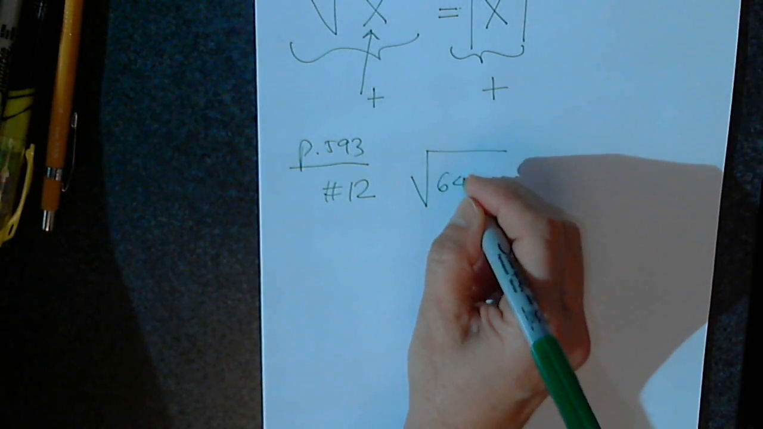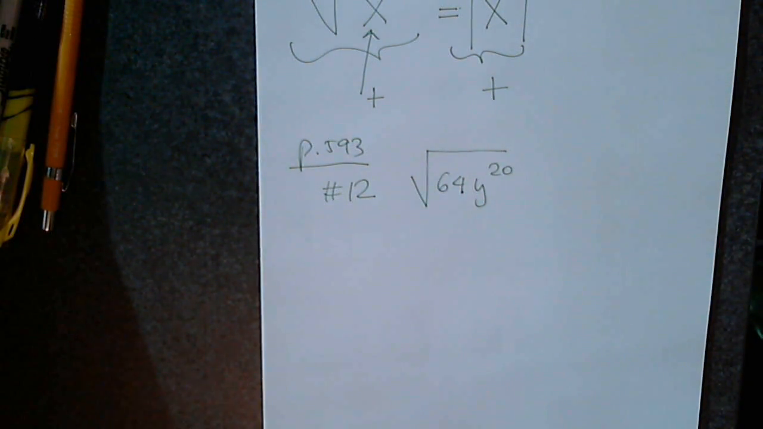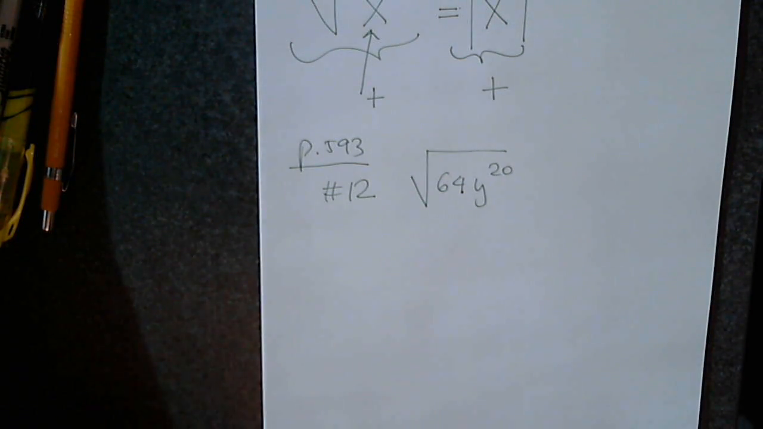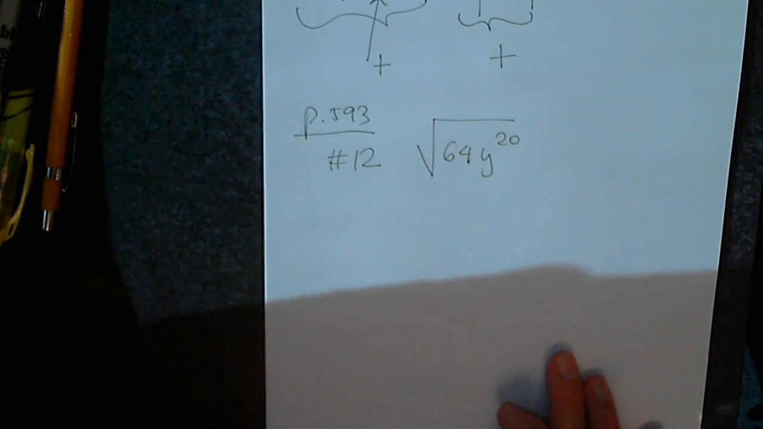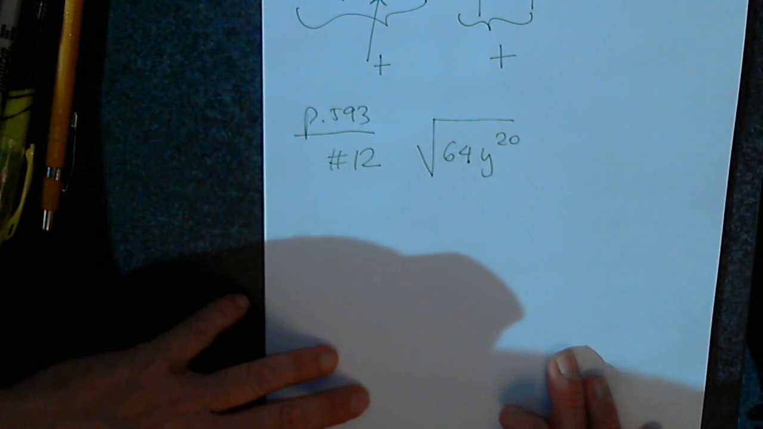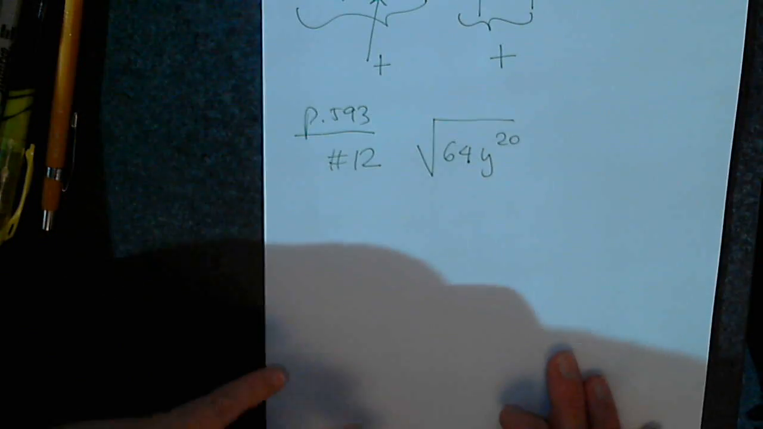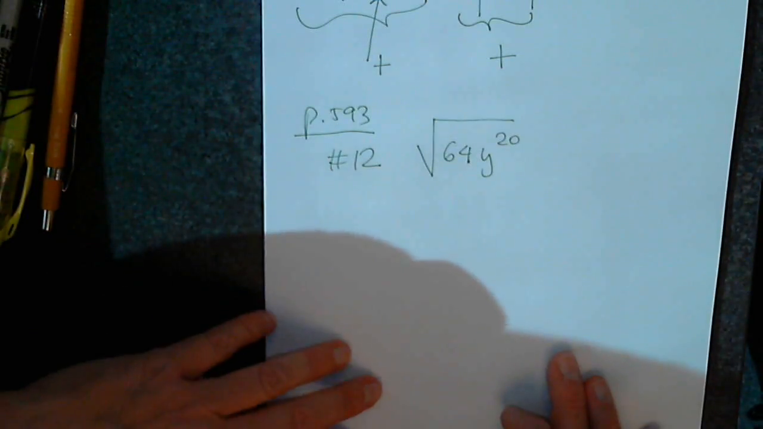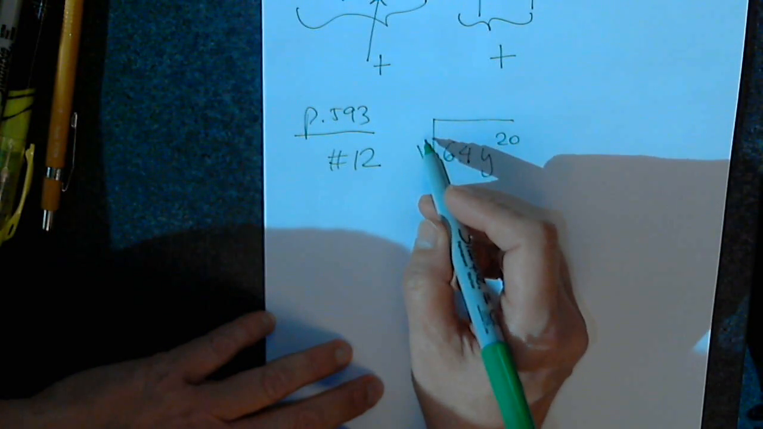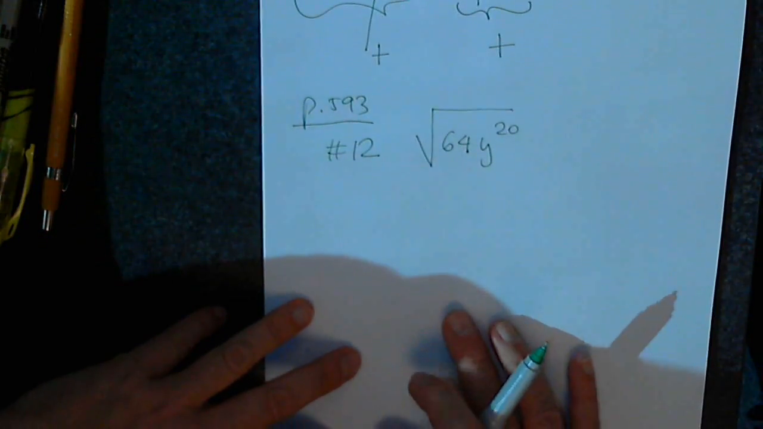The square root of 64y to the 20th. The question says to assume that variables represent positive real numbers. When I'm told that the variables represent positive real numbers, it means do not worry about what? Do not care about absolute value. Everything is positive. No worries. Of course, I will only worry when the index is even. I'm going to talk about odd indices a little bit later, after a few examples.